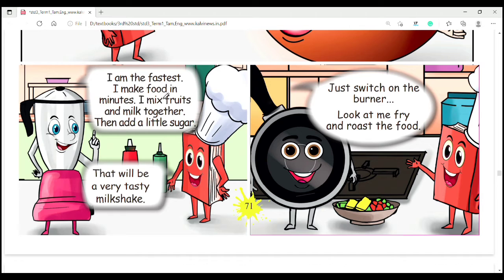I am the fastest. I make food in minutes. I mix fruits and milk together, then add a little sugar. That will be a very tasty milkshake. So now who is talking? The blender, that is the mixie, is talking to the recipe book. So what is the mixie telling? Mixie is telling that I am the fastest. I make food in minutes.